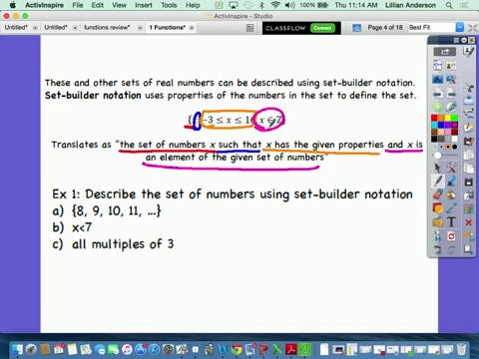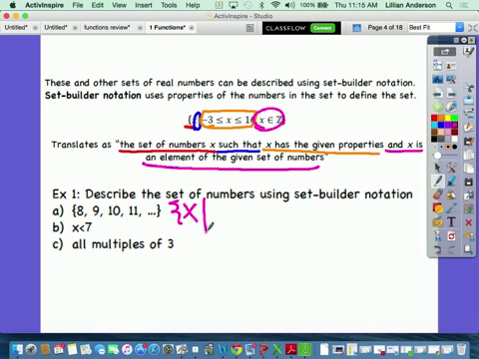But I'm starting where? At 8. So if I'm going to write this in set builder notation, I know I need to have first a curly bracket, an x, and a bar. So this right now reads the set of numbers x such that. Now I need my given properties. My given properties represent my problem here, and most of the time it is written as an inequality. How can I represent 8, 9, 10, 11, 12, 13, 14, 15, and so on?